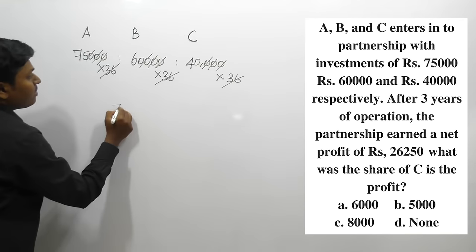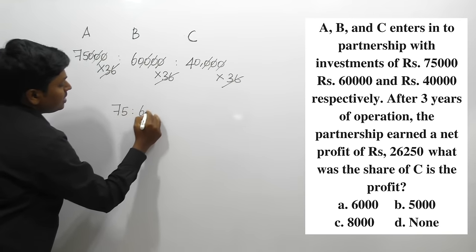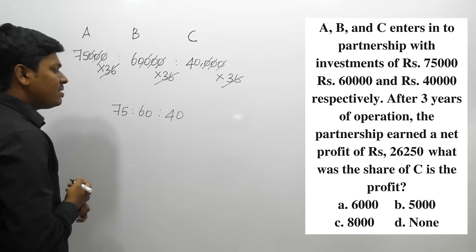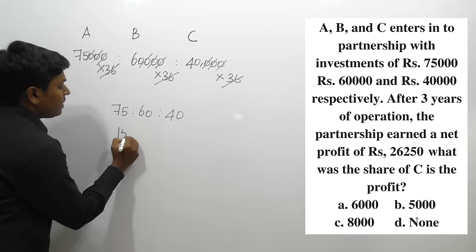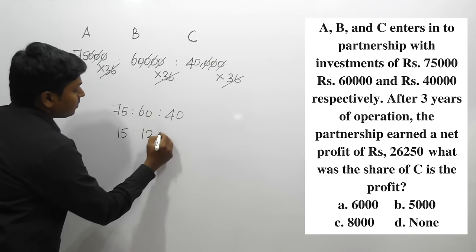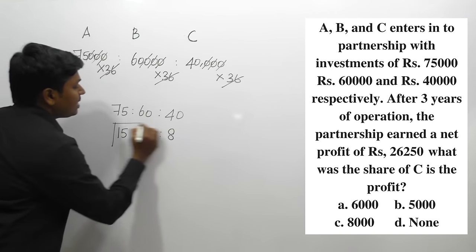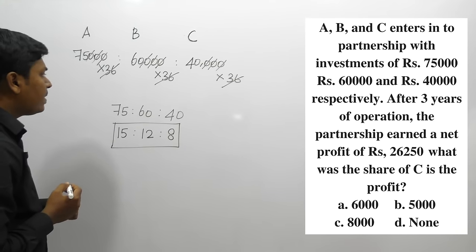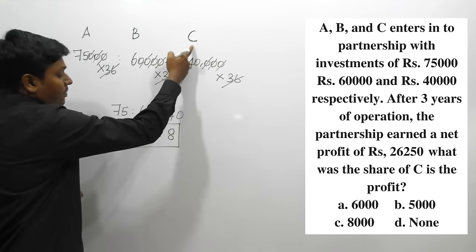So finally, this can be written as 75 is to 60 is to 40. So friends, I think we can cancel this on 5 table, friends. This will be 15, so this will be 12, so this will be 8. So friends, finally we have calculated the ratio, that is 15 is to 12 is to 8. So friends, our target is to find what is the share for the person C, right?